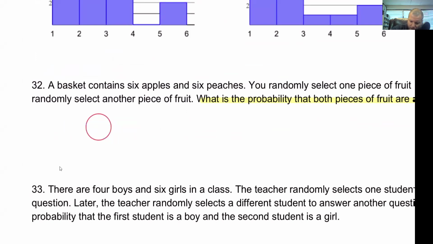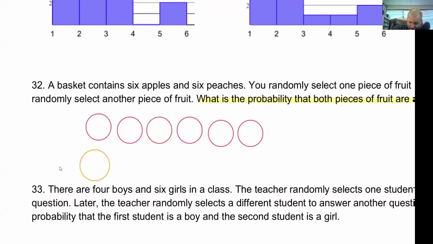Oh, that's a quadratic formula. So here's an apple, and there's an apple, and there's an apple, and then there's our other 3 apples. And then maybe I have some peaches. What color are peaches? Like this color, maybe? I don't know. Sure, that looks like maybe a peach.